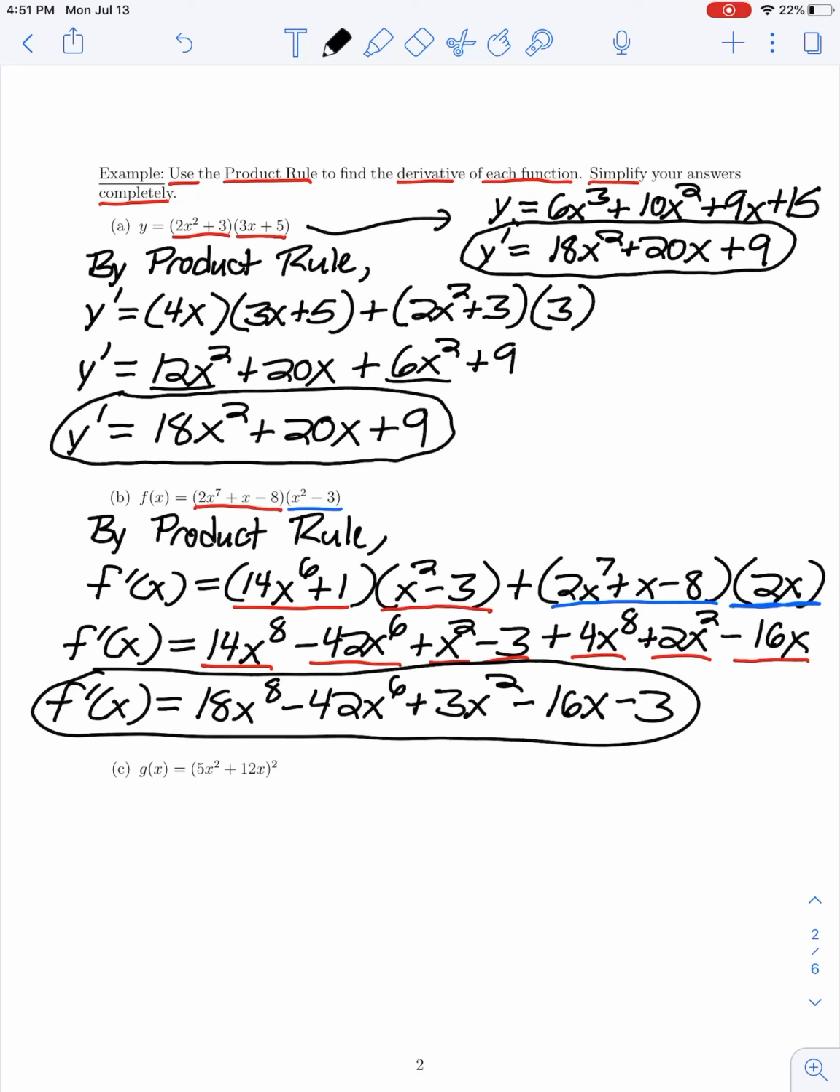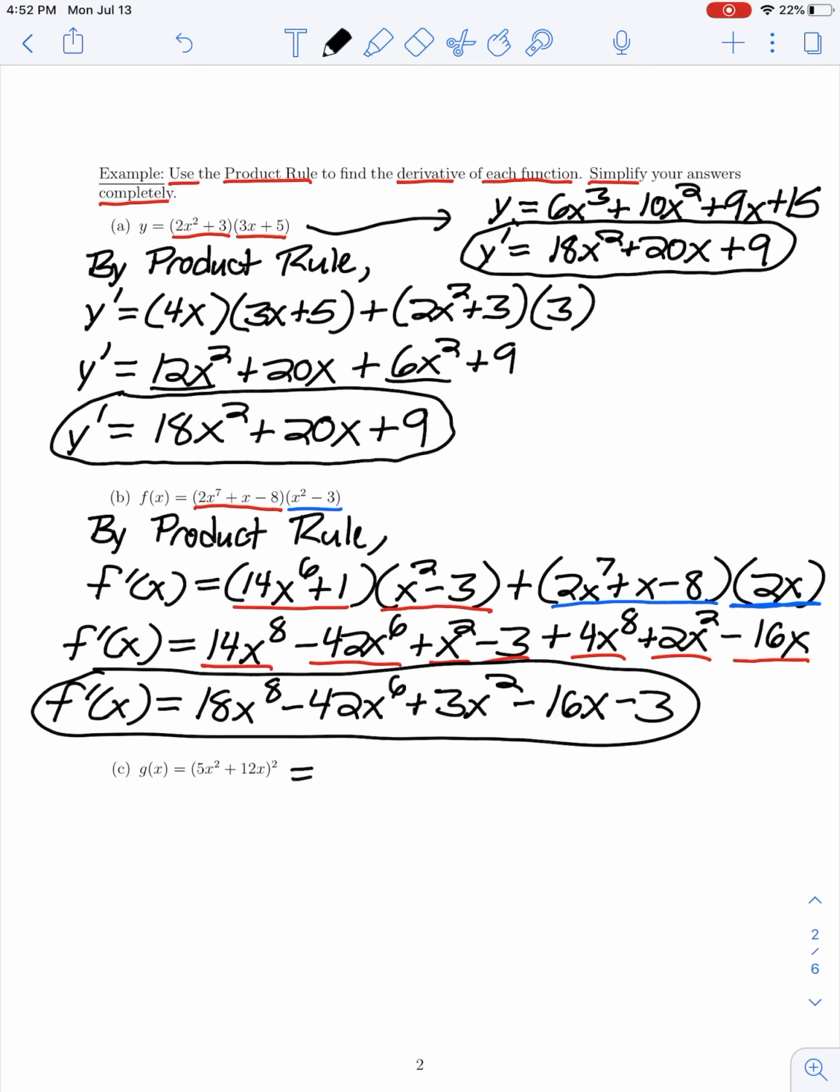So let's look at one other one. In part C, we have the function g of x is equal to 5x squared plus 12x, quantity squared. So here we have a function which is being raised to a power, and we'll consider how to approach this another way in our next section. But for now, in this example, we're told to use the product rule to find the derivative of this function.